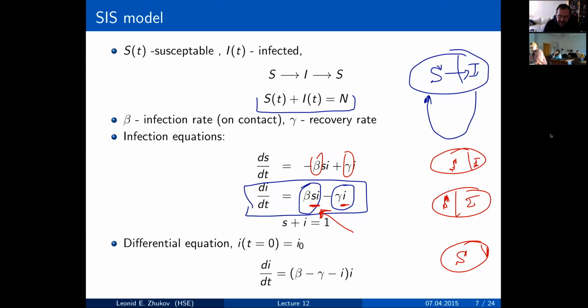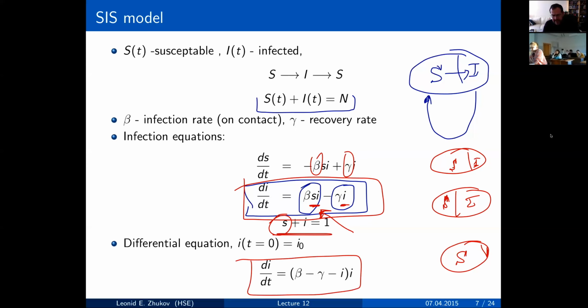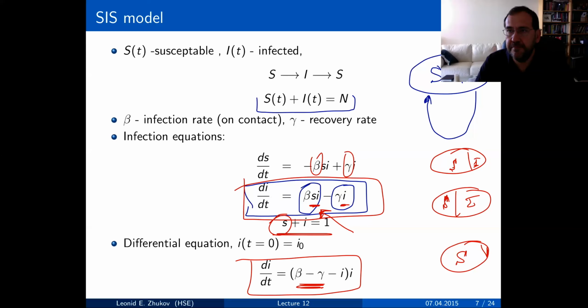Okay, so what we do here is we take this dI/dt equation, right? We again substitute S from S plus I equals 1, and we get a differential equation. It's slightly different from what we had before. Instead of just beta, it has beta minus gamma. All right, any questions so far? So, things obvious.